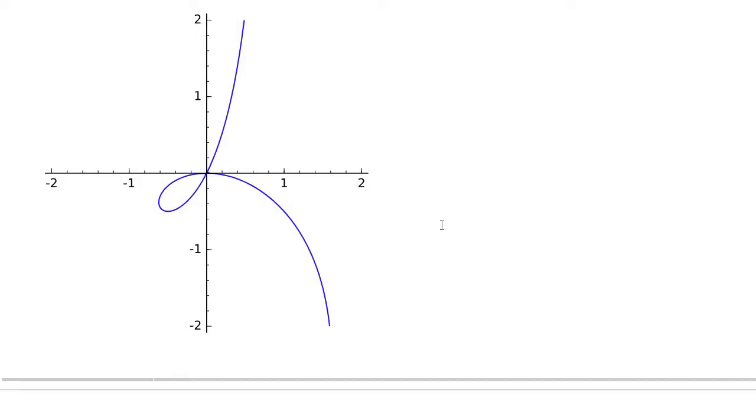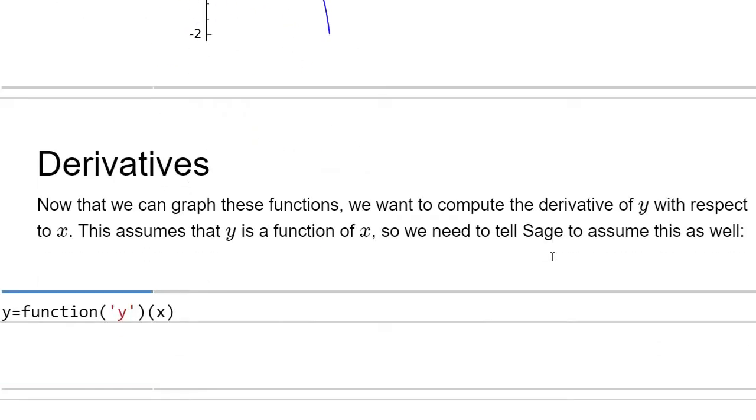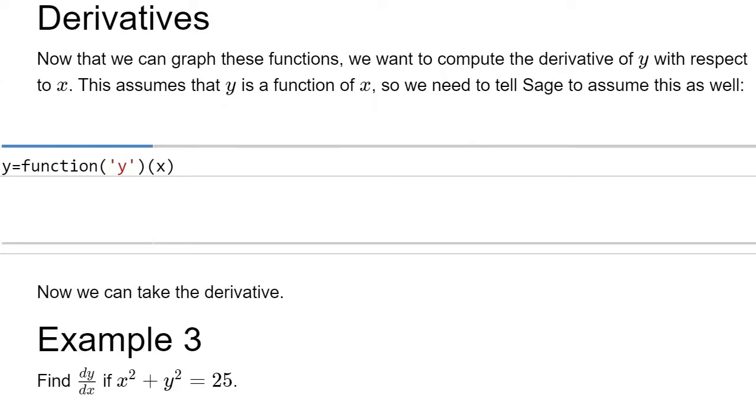But this is not the type of thing that you normally see in pre-calc, things with loops like this. So some of these can be a little more interesting. Now that we know how to graph, we want to find the slope of these functions. So we need to find the derivative.